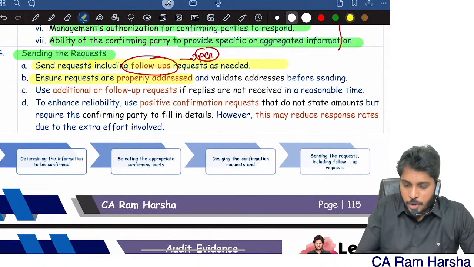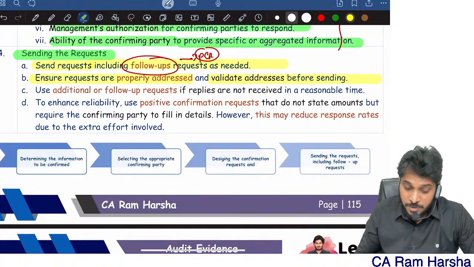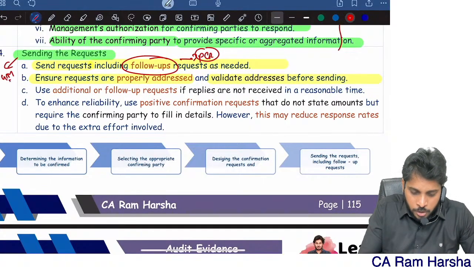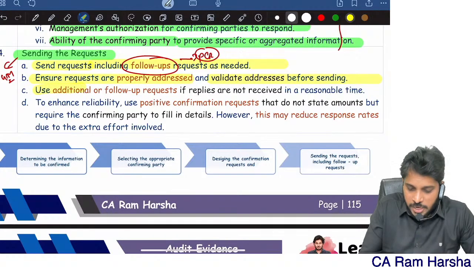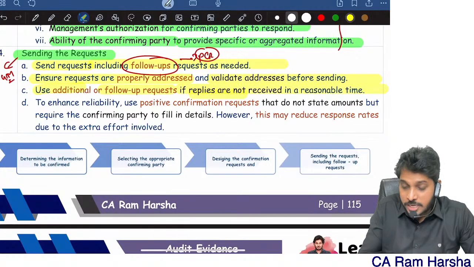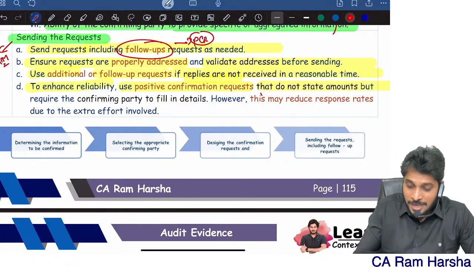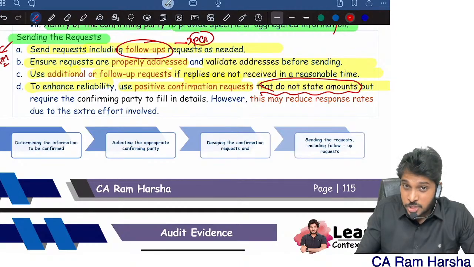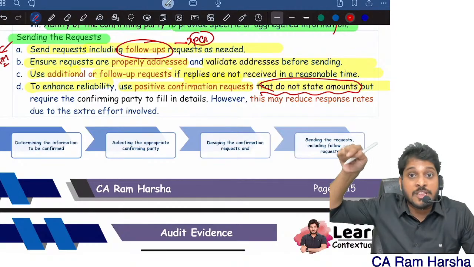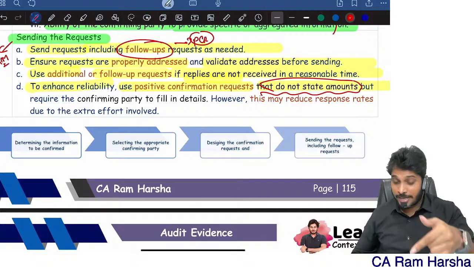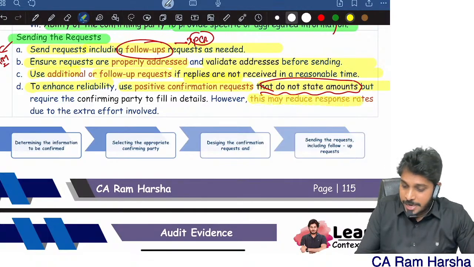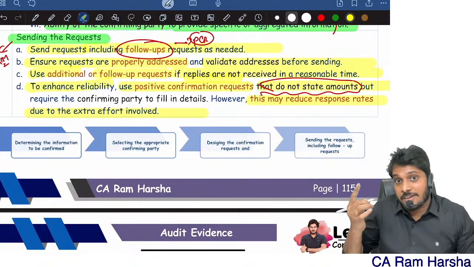Ensure requests are properly addressed, and validate addresses before sending. In the exam they might ask you to write about sending the request. Use additional or follow-up requests if replies are not received within a reasonable time. To enhance reliability, use positive confirmation requests that do not state the amount. Don't mention the amount. In a positive confirmation request, tell the third party to fill the amount and send. But if you do this, it may reduce the response rate due to the extra effort involved.